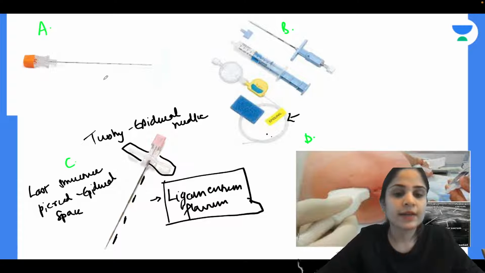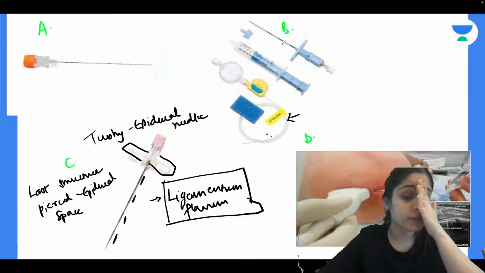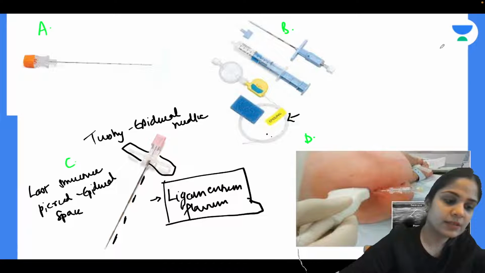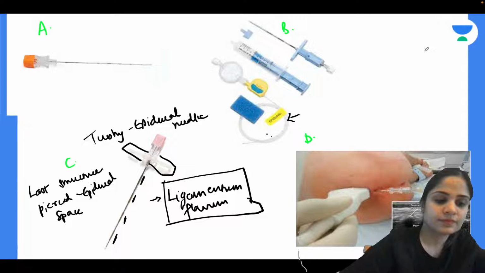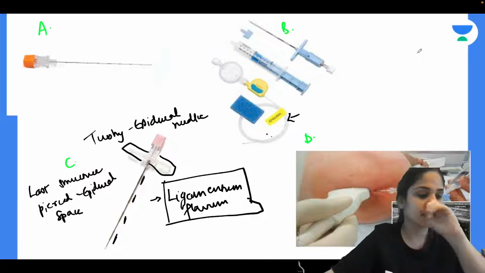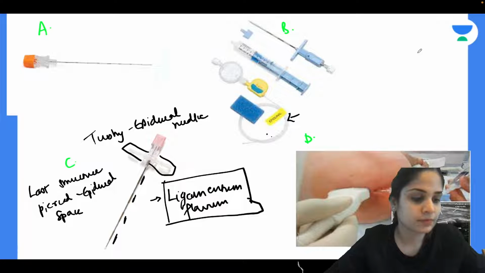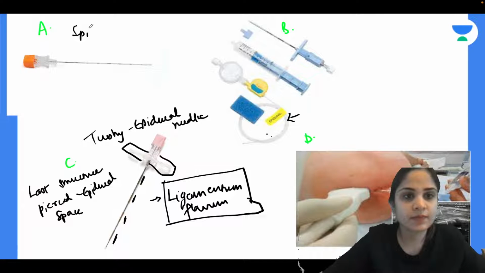Alright. Now the next, can anyone tell me what is A? What is A? What is B? What is D? I think D you guys cannot see because I'm covering it up. But what form of anesthesia is D? Any idea, or should I give you all the answers? Okay, so remember, A is nothing but, yes, very good, A is our spinal needle.